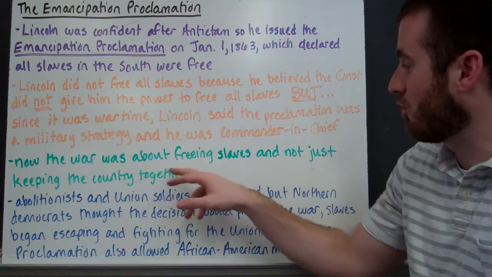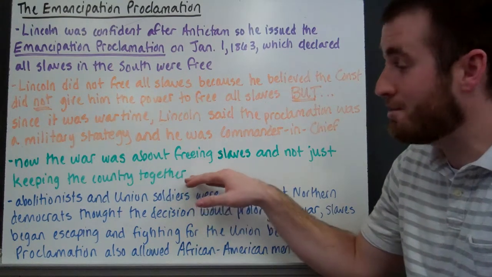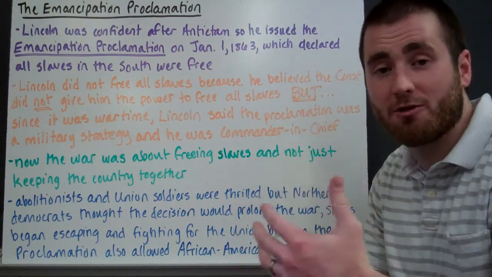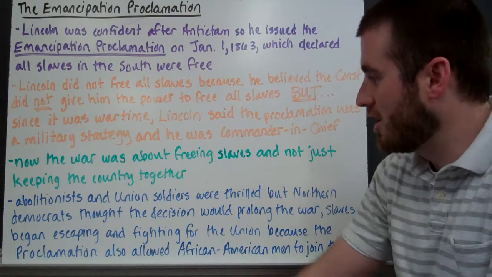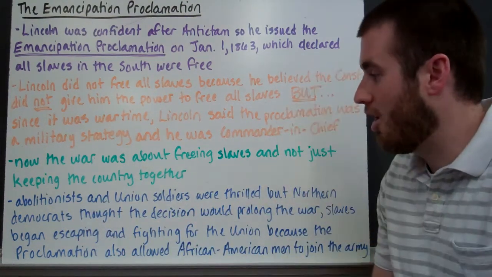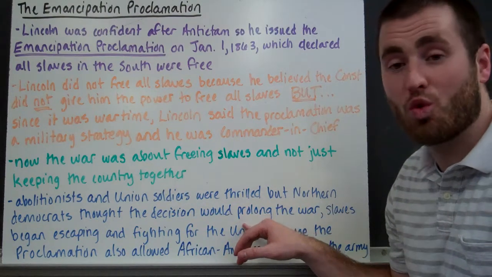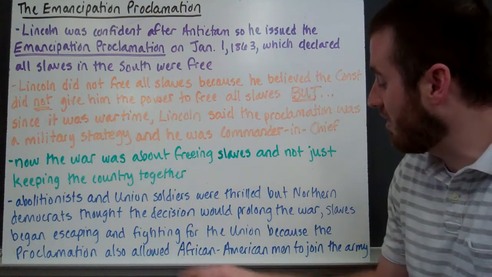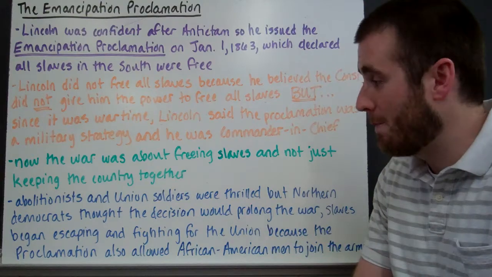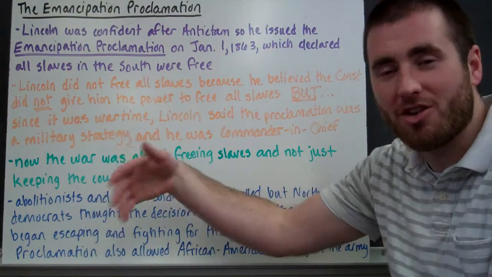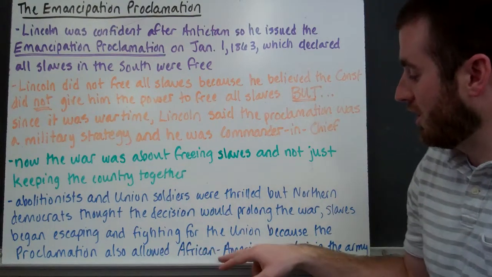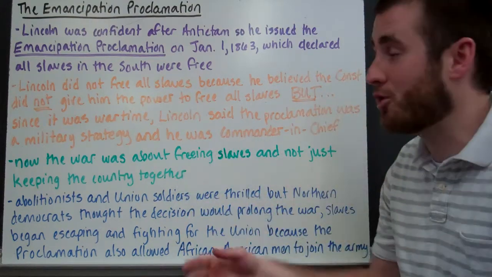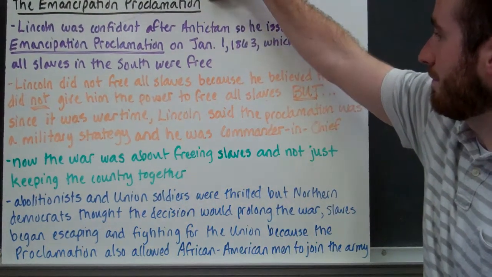All right, so now this war was more than about just keeping the country together. It was also about freeing slaves. So we're fighting for the liberty of a whole race of people that had been enslaved in the South for so long. So abolitionists and Union soldiers were thrilled, all right, but Northern Democrats thought the decision would only make the war longer. And slaves began escaping and fighting for the Union because now the proclamation also allowed African American men to fight in the army. So at first, abolitionists were kind of upset and like, why didn't you just do everybody? We wanted everybody. But ultimately, it really worked out to the North's advantage because a lot of African American men joined to fight on that side, which multiplied the soldiers that were available to the North.